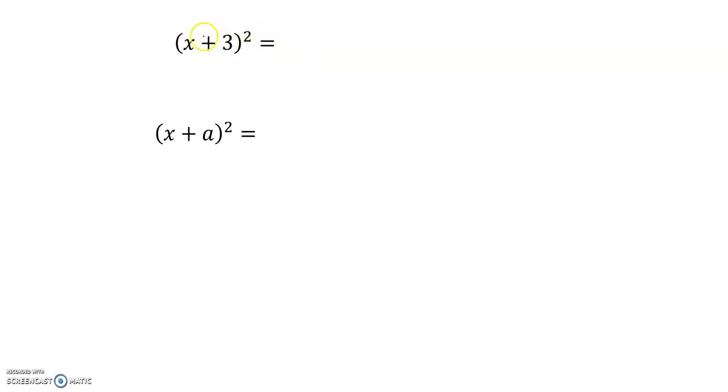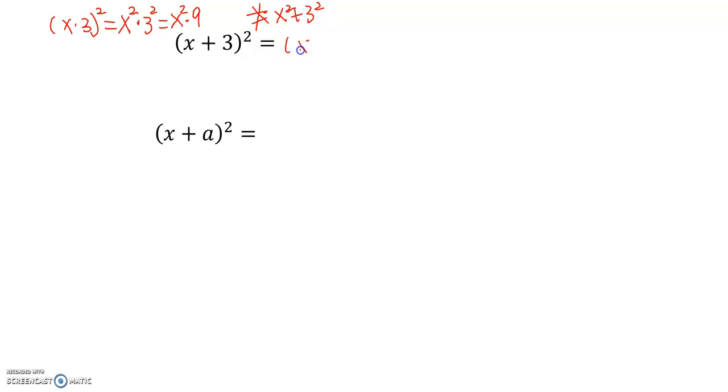Again, you cannot distribute the exponent to x and 3 because it's plus. Distinguish this question from x times 3 squared, which can be done by raising x to the second and 3 to the second, and that gives us x squared times 9. But with plus, we cannot just say x squared plus 3 squared. That's incorrect, so be very careful. This is not equal to x squared plus 3 squared.